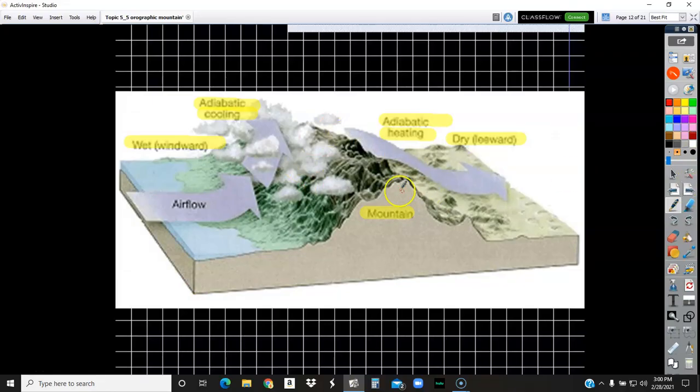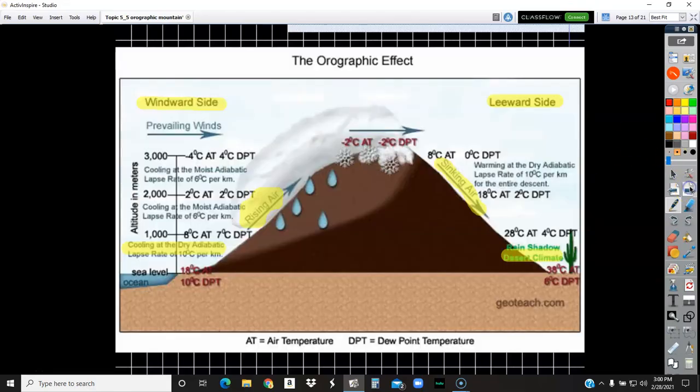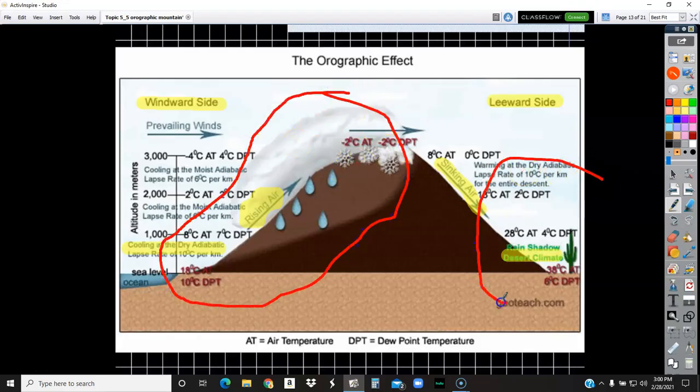This just shows, again, if I split the mountain range right down the peak, right? You've got a lot of cool, wet conditions on the windward side. You've got a dry, desert-like condition on the leeward side, warmer. This just shows the same thing. Notice all the clouds, and it's cool over here. And notice it's desert-like on the leeward side.